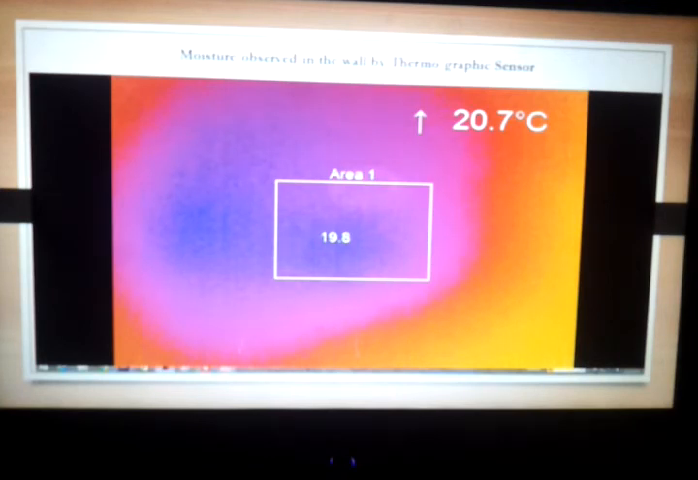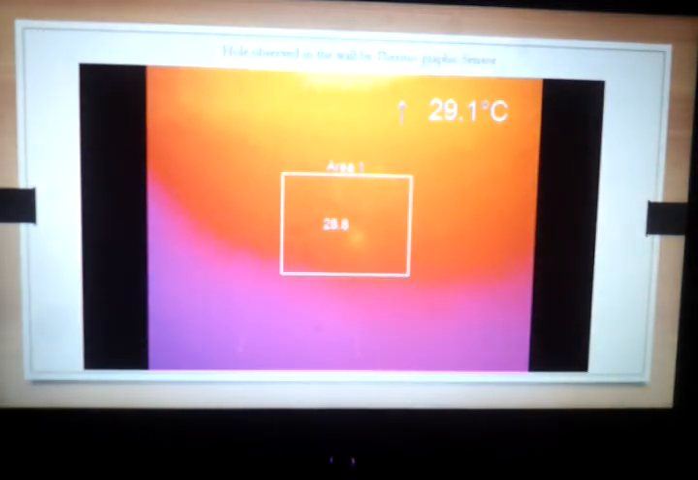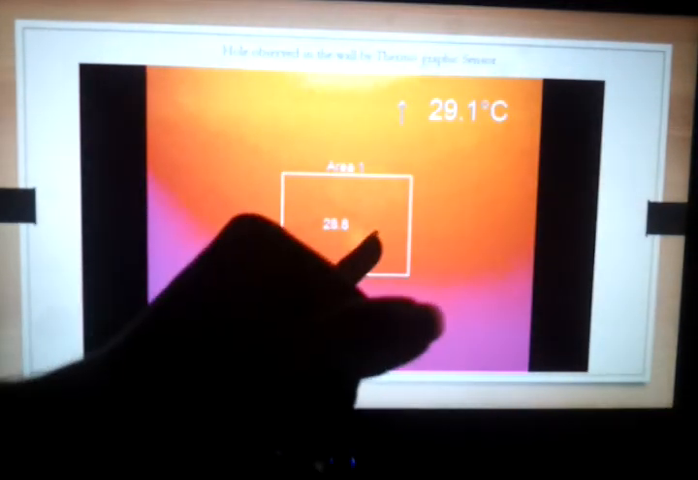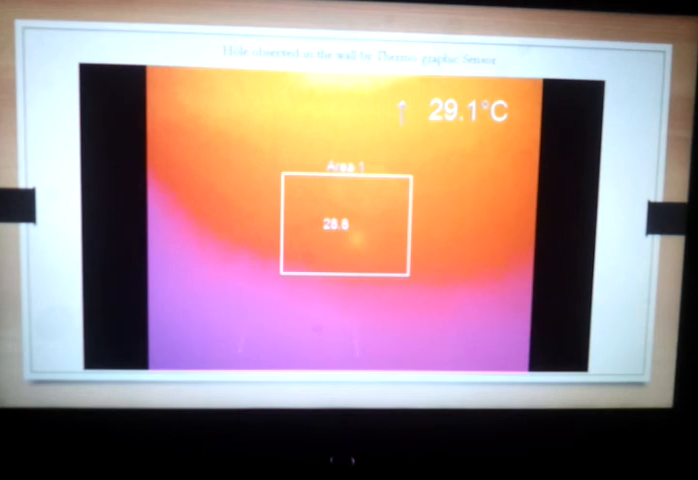So, moisture observed in the wall. This is the moisture observed in the wall by the thermographic camera, and this is the hole which we observed. As you can see, this is the hole which we observed inside the wall by using the thermographic camera.